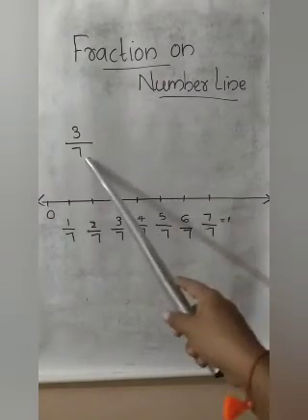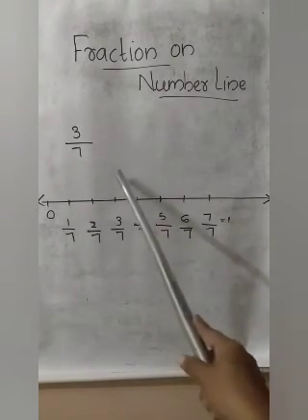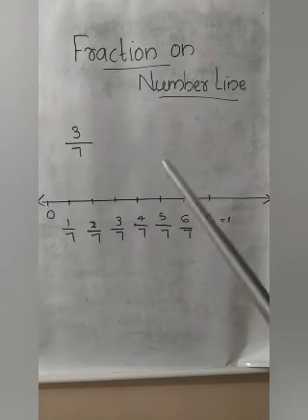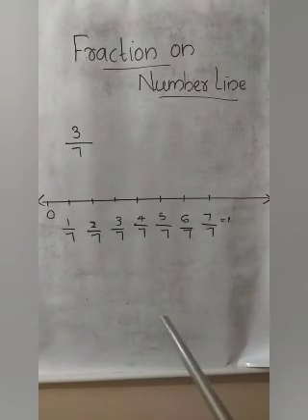So what do we need to mark here? 3 by 7. So where is 3 by 7 coming? This is 3 by 7. So these are the cases of proper fractions. Now if improper fractions are coming, how can we do that?